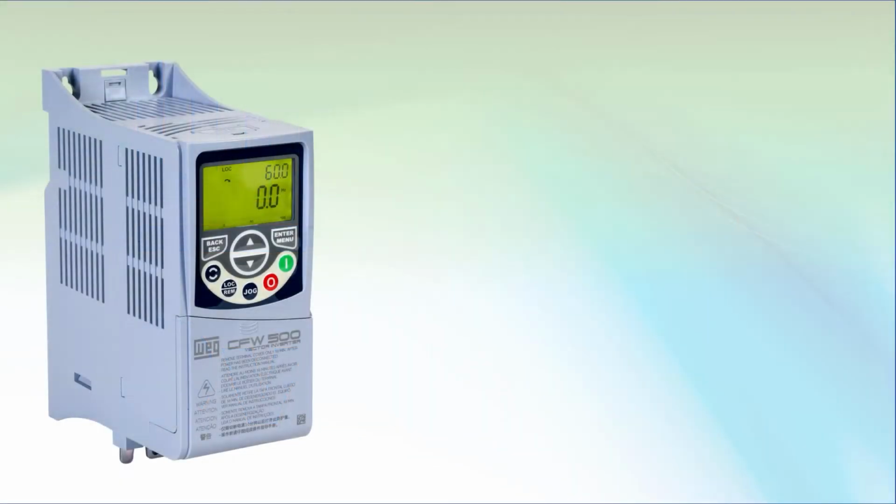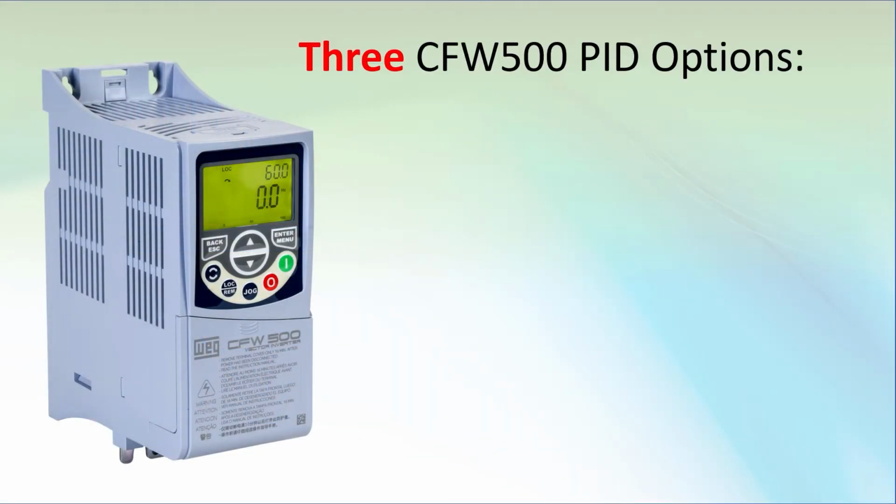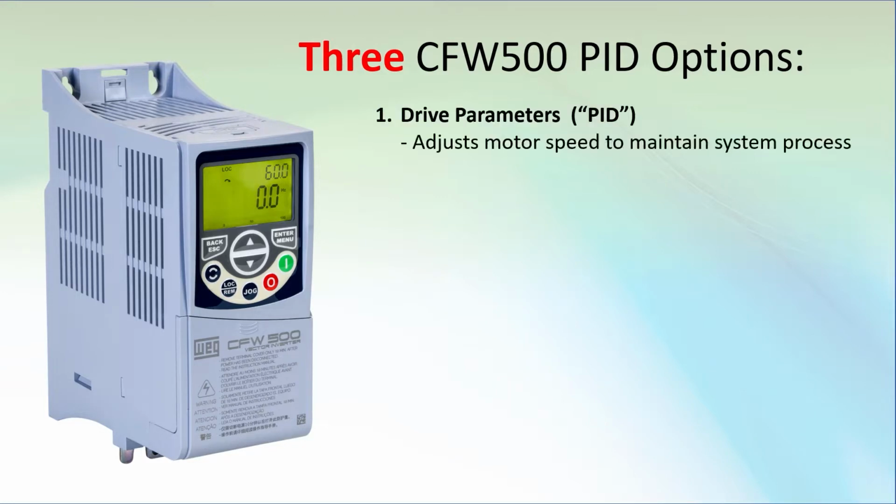The WEG CFW 500 drive has 3 different PID implementations. The first one is part of the drive's native parameter set. It's your basic PID implementation that allows the drive to automatically adjust the motor's speed to maintain whatever process you're monitoring, typically temperature or pressure or flow, stuff like that.